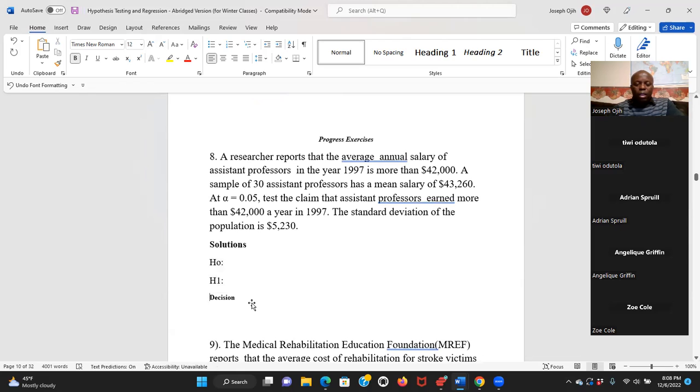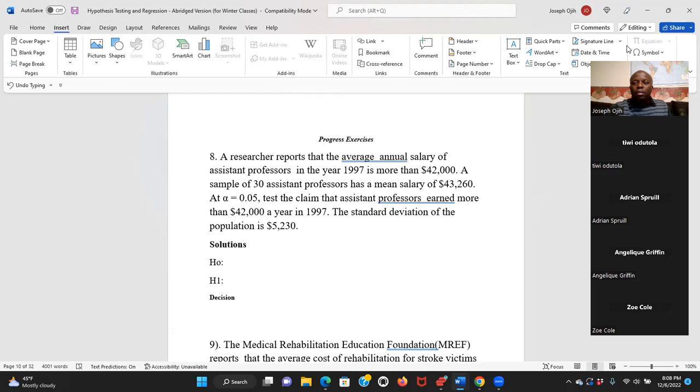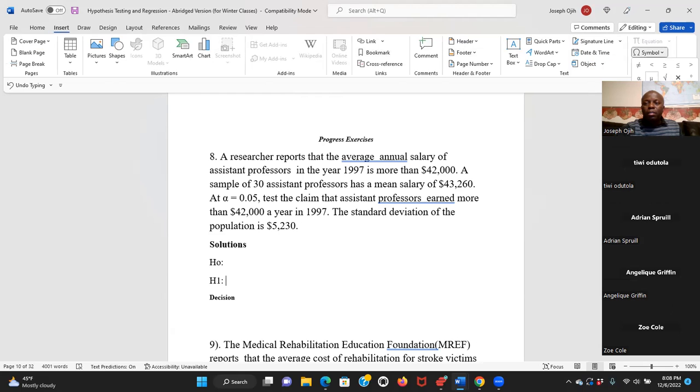We have this H0. It says a researcher reports that the average annual salary of assistant professors in the year 1997 is more than 42,000. More than means greater than, and you can only use greater than here. So we have the mean. I'm going to insert the mean: mean is greater than $42,000.